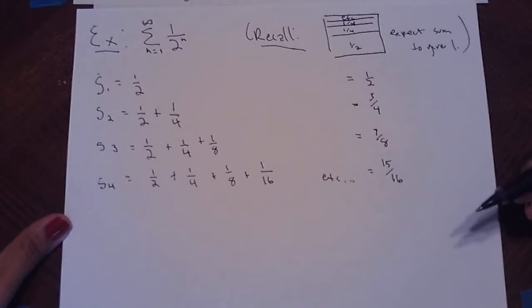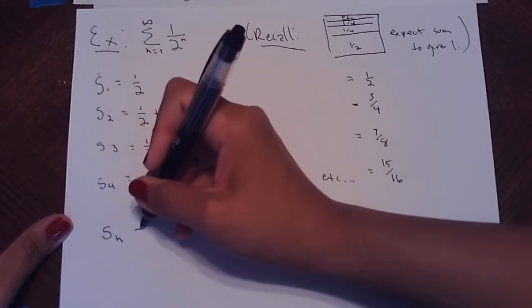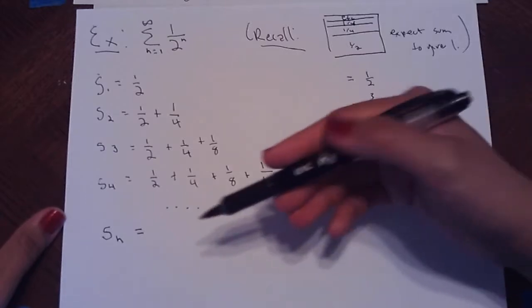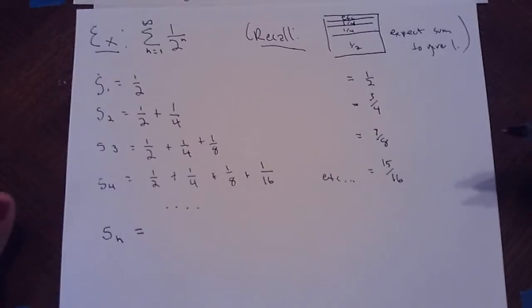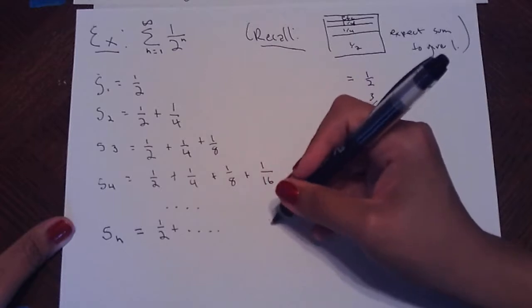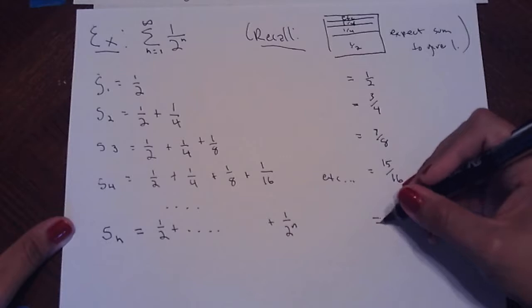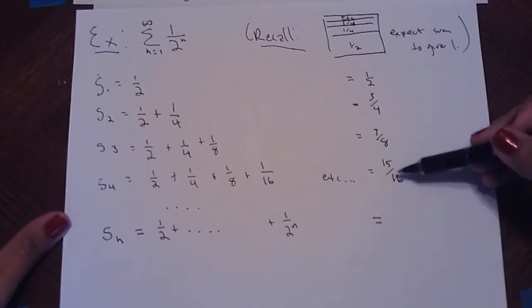So if I'm trying to generate some sort of pattern here to fill in my blanks, my general sequence, Sn, and a lot of your last section was looking at patterns like this and trying to come up with a formula. Okay, we've basically got 1/2 plus a bunch of terms all the way out until we stop on this nth term. And my general pattern here is I'm taking whatever this last denominator was.